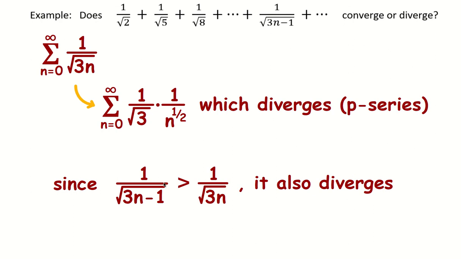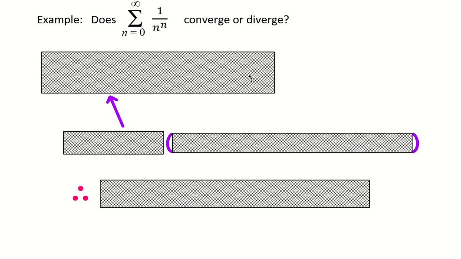And what's the difference? Well, since this had a -1 in the denominator, it was making the denominator smaller. And if you make a denominator smaller, then it's going to overall make the fraction bigger. So this is larger than this because it has a smaller denominator. And so since this diverges and this is bigger than that, then this also diverges. All right?